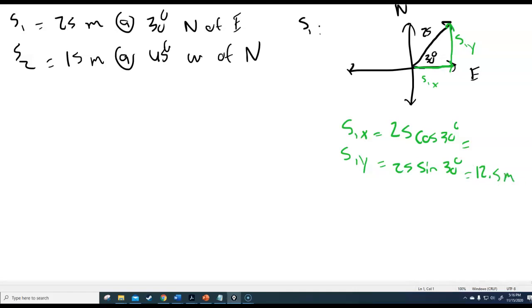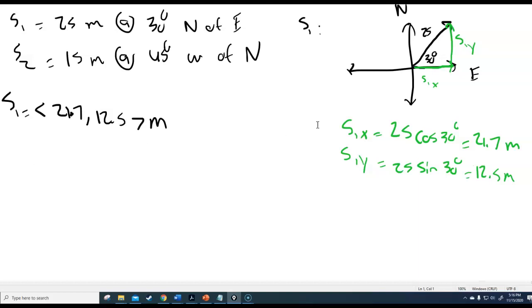And then the x component is going to be, let's see, 25 cosine 30 is 21, I'm going to round it up to 21.7 meters. Both of those are positive, by the way. So I have the components of S1. I would write that in vector component notation as 21.7, 12.5 meters.